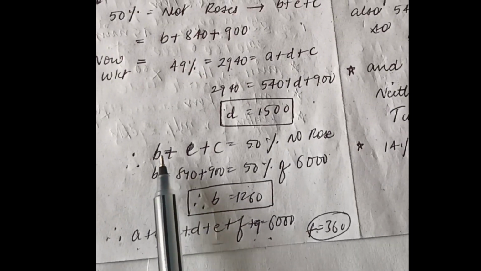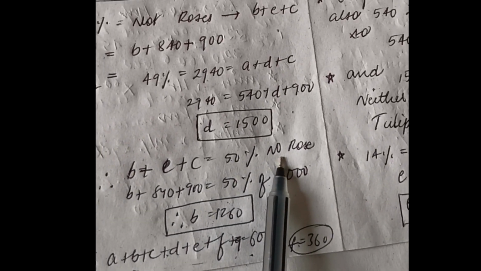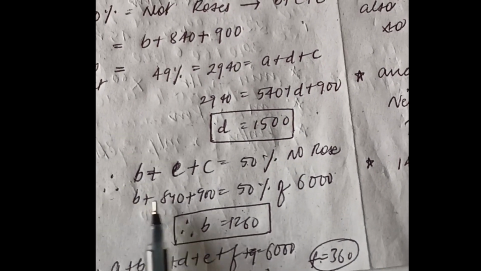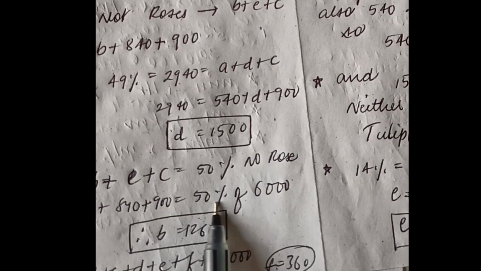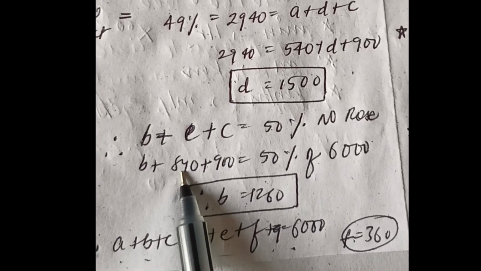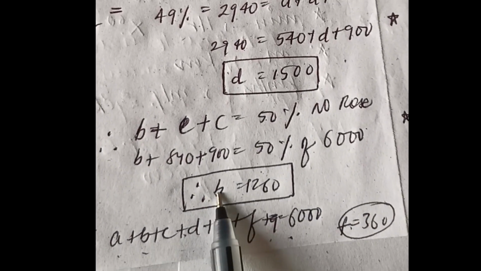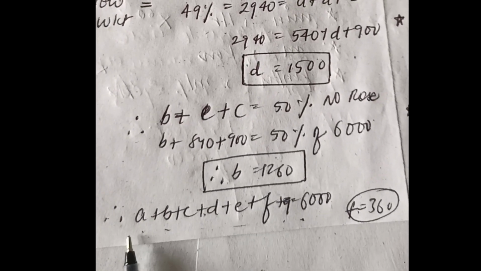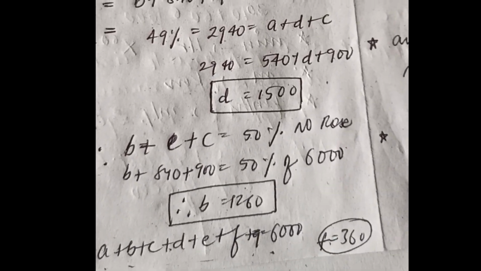Then B plus E plus C will be equal to 50% of the total, not roses. So we can write it as B plus, we know the value for E, 840, we know the value for C, that is 900, and that is equal to 50% of the 6000, that is 3000. After calculating, we will get B is equal to 1260. Since we got all the values except F, if we substitute the values of A, B, C, D, E and G, we will be getting F is equal to 360.